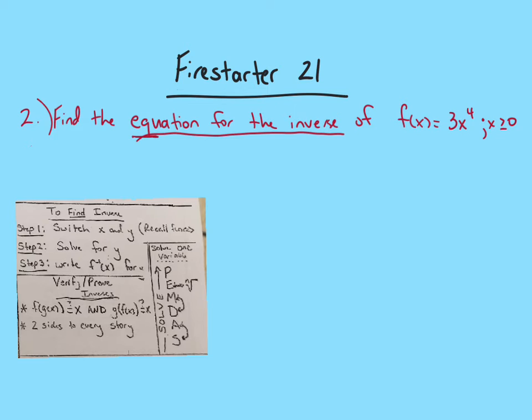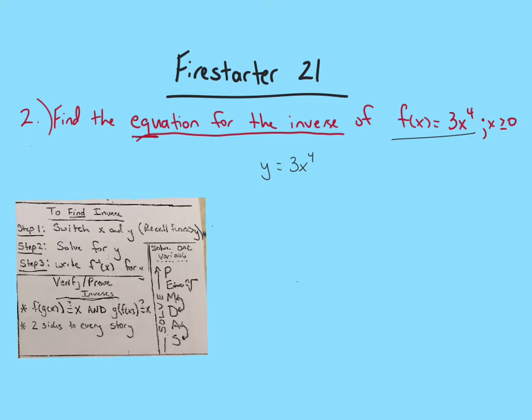Alright, number 2, find the equation for the inverse. Recall f of x and y are the same thing. So the first thing I'm going to do is rewrite that. Instead of f of x, I'm going to put y equals 3x to the 4th. Now this part, x is greater than or equal to 0, is going to matter at the end, and you'll see why. If you ever see any little bit at the end like that, that just matters at the end. So we're not going to worry about that right now.